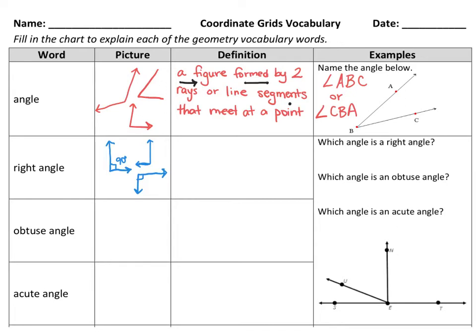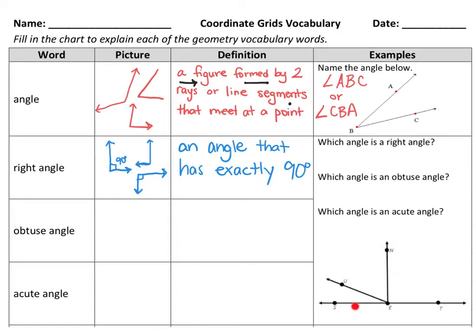So the definition is an angle that has exactly 90 degrees. No more than 90, no less than 90. And now we will look at the first question. Which angle is a right angle? So we're looking at this picture. Where do you see a right angle in this picture?